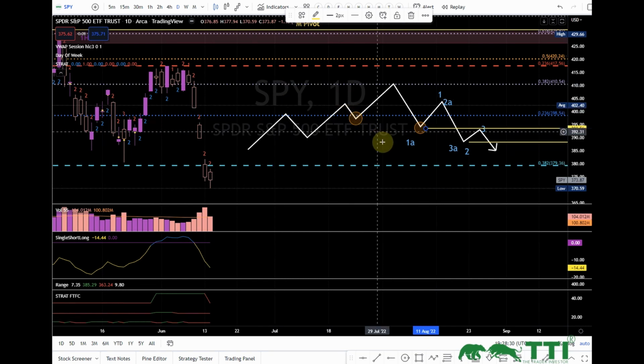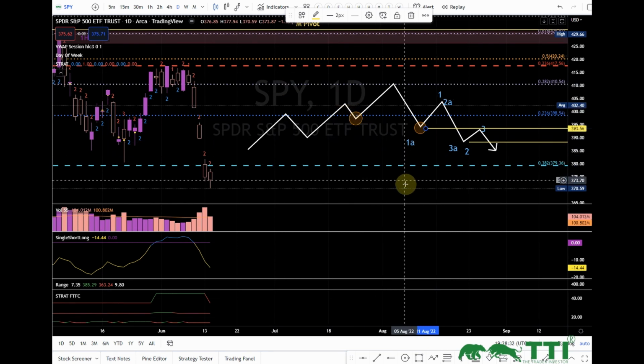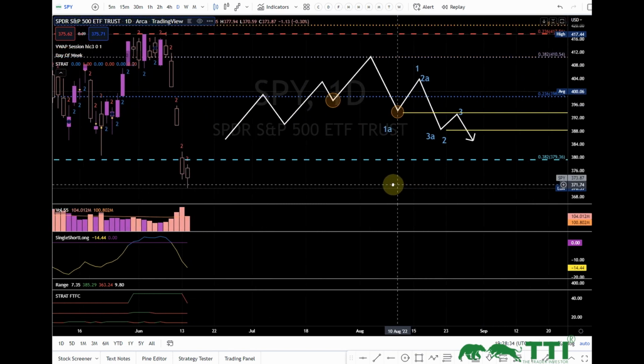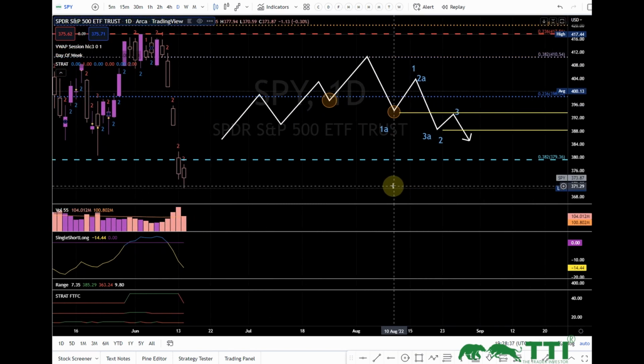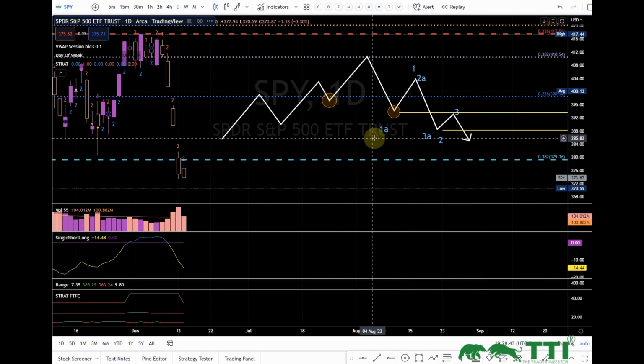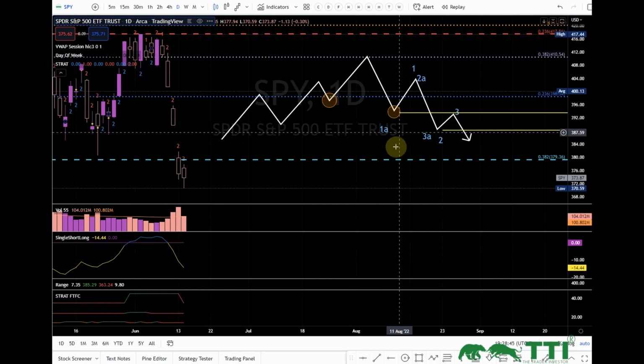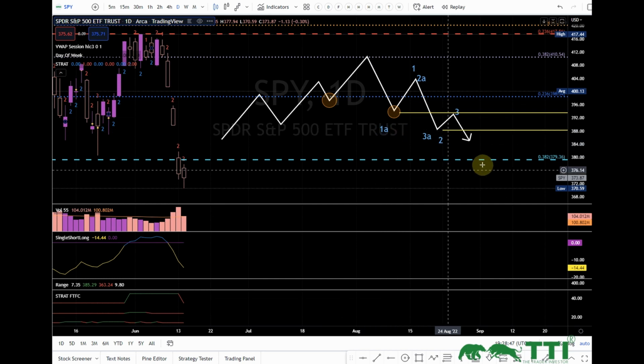So if anybody wants to take a screenshot, I'll just wait a second, and then I will draw the other side break of structure. Yeah, Nat took it.